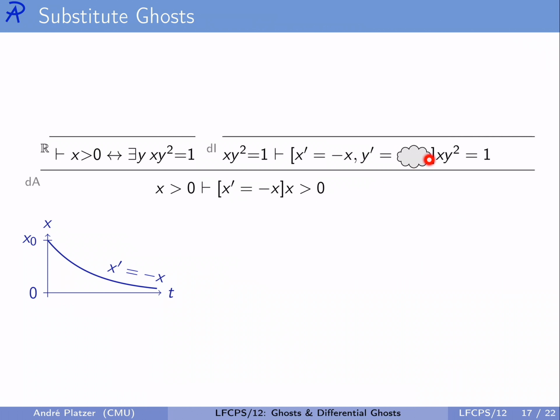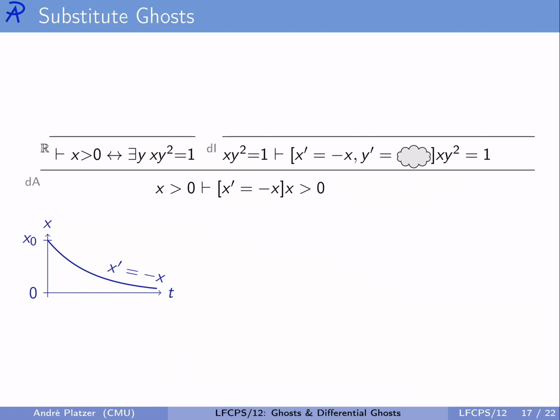By the differential ghost principle, we can dream up y prime equals, I don't know what it was, but the point is that we already essentially know, just from the arithmetic, that a good question to ask instead of proving x greater than 0 is to prove that xy squared equals 1 for some y, because, hey, these two formulas are equivalent. So if you prove this to be an invariant, we have successfully proved that x positive is an invariant as well. What do I put in for the differential ghost y prime? Well, how about I punt on that nebulous question for a moment?